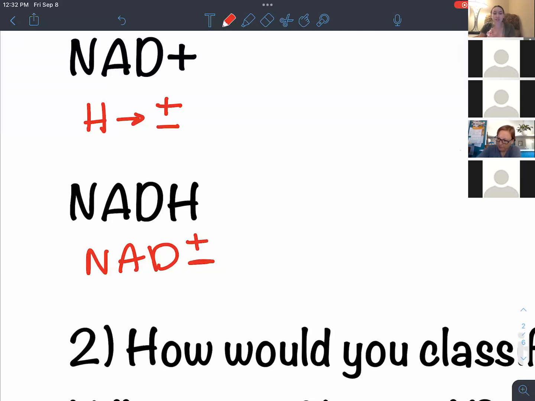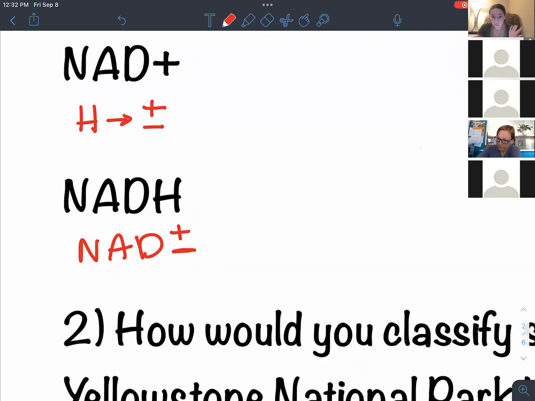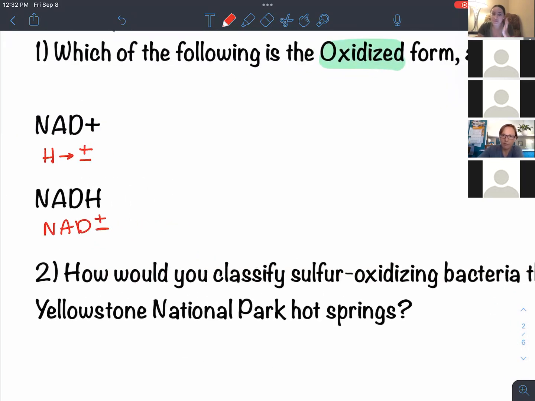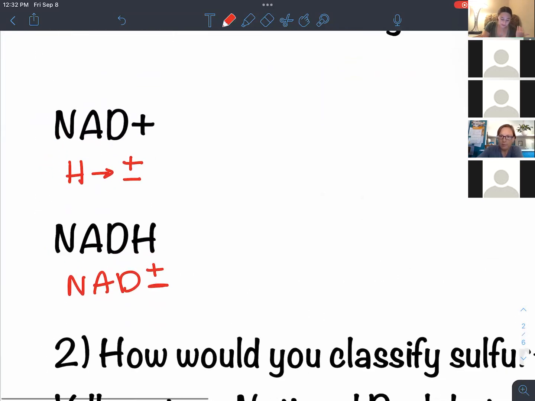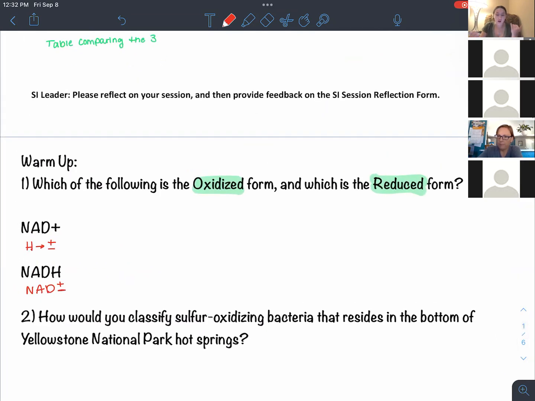So sometimes when I'm looking at this, because you may be asked at some point which is the oxidized form, NAD plus or NADH, I like just to write NADH as plus and minus for the hydrogen. And then I can look, okay, the only difference between my NAD plus and my NADH is the addition of this electron. So if NADH has an electron, is it oxidized or reduced if there's been the addition of an electron? Reduced. It's reduced.